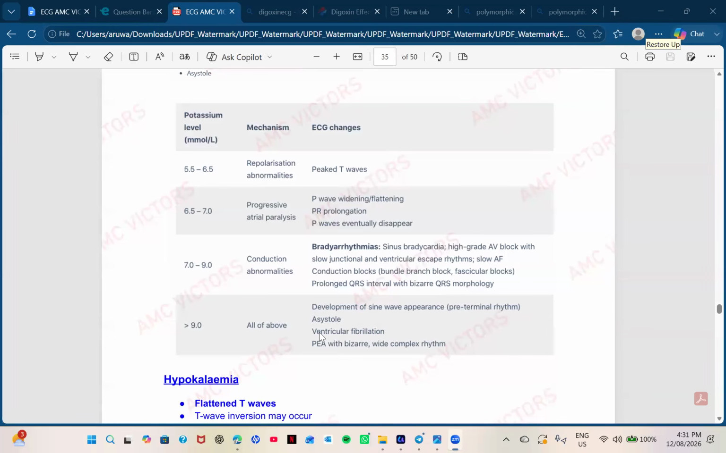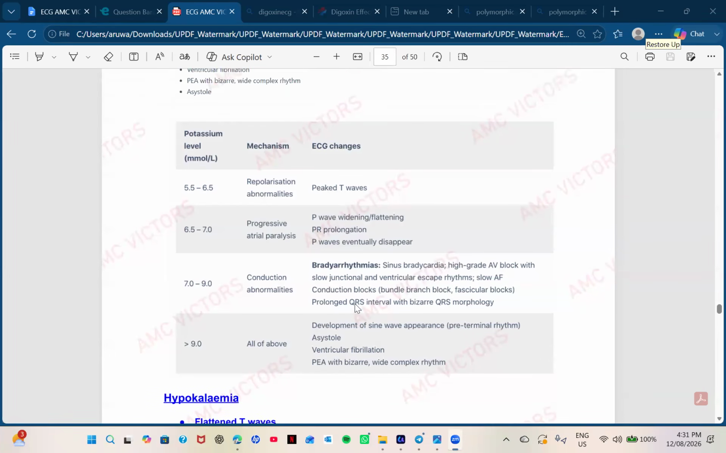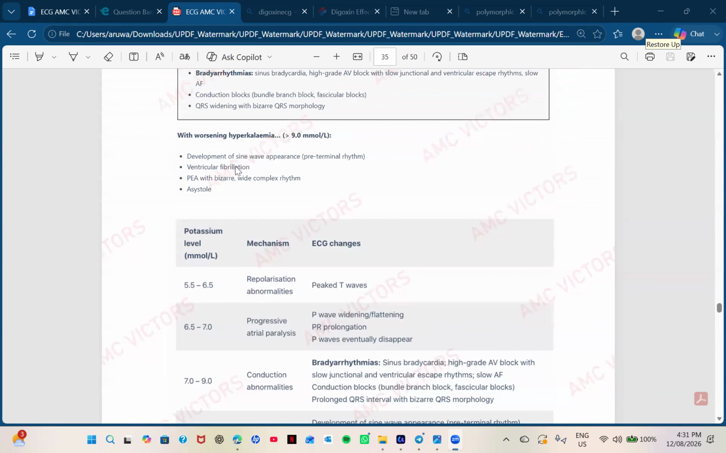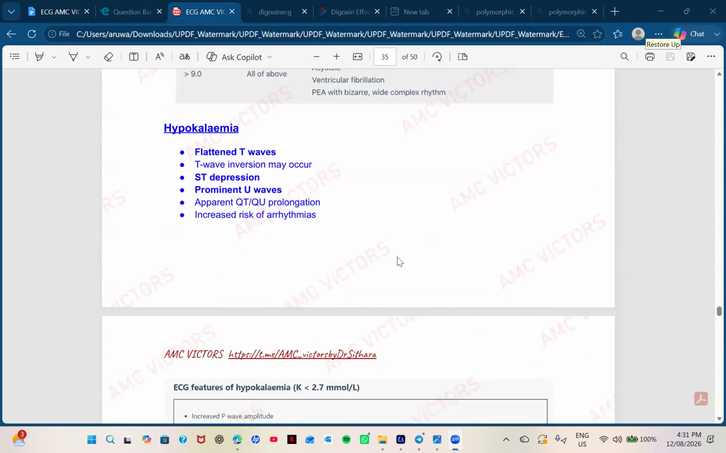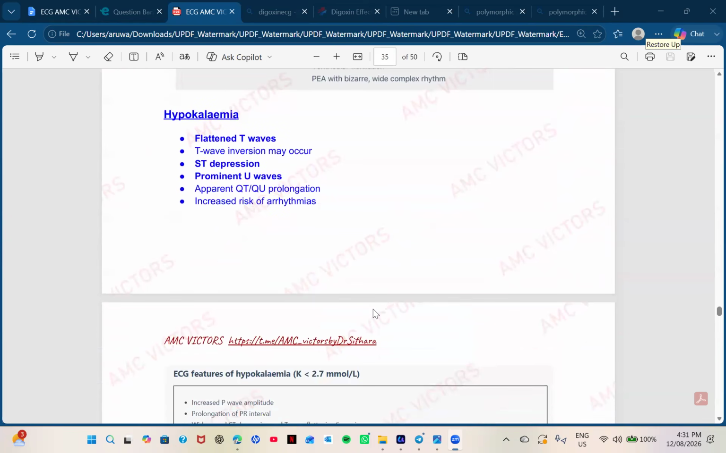If it is more than 9, it's a very severe case, right? Usually at 9 you can see the sine wave appearance. Ventricular fibrillation and asystole are very severe cases if it is more than 9. Now hypokalemia: you can see the flat T wave and the prominent U wave.